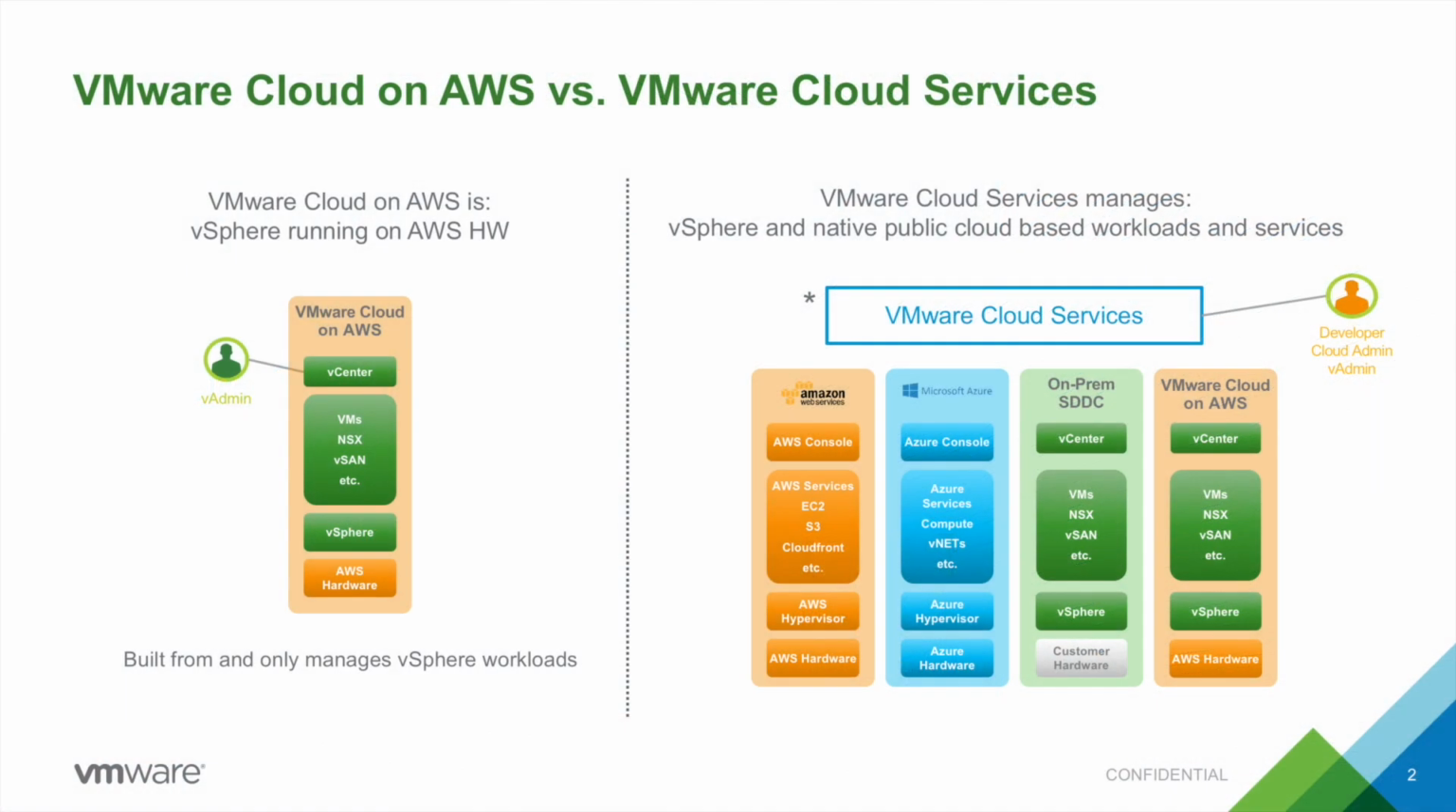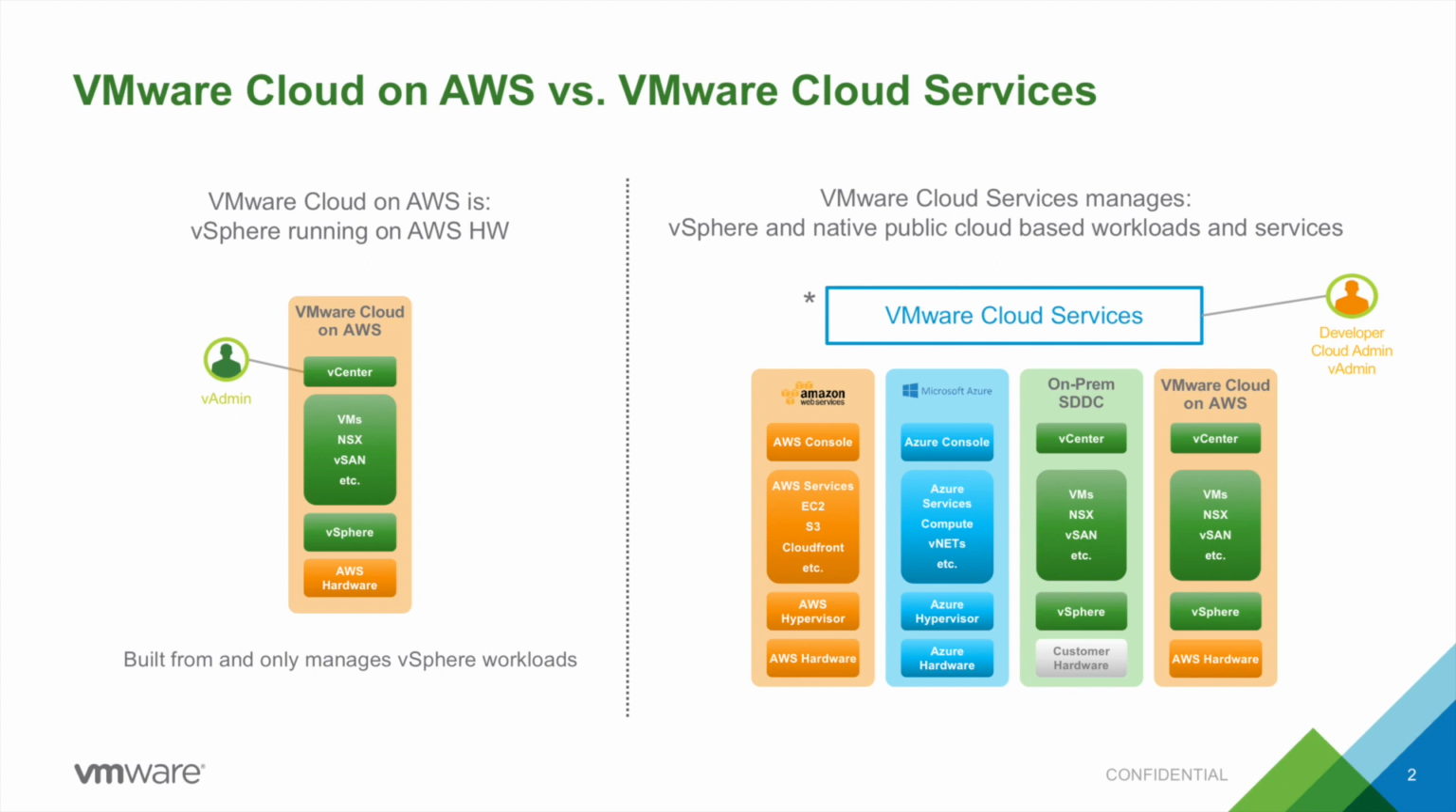So before we get into the details of VMware Cloud on AWS, I just want to point out some of the differences between this and another service called VMware Cloud Services that we announced recently at VMware. VMware Cloud Services is about a unique set of features to manage multiple clouds that you may be consuming from, for example, Amazon, Microsoft Azure, but also to be able to administer and manage your on-prem vSphere as well as eventually VMware Cloud on AWS resources as well.